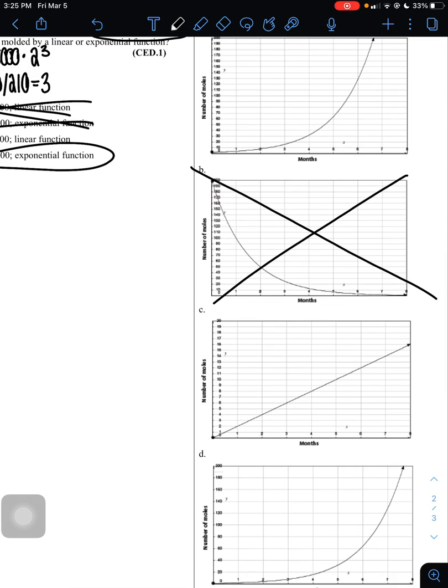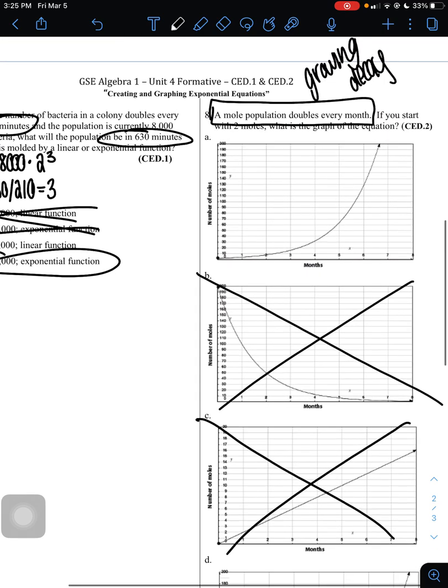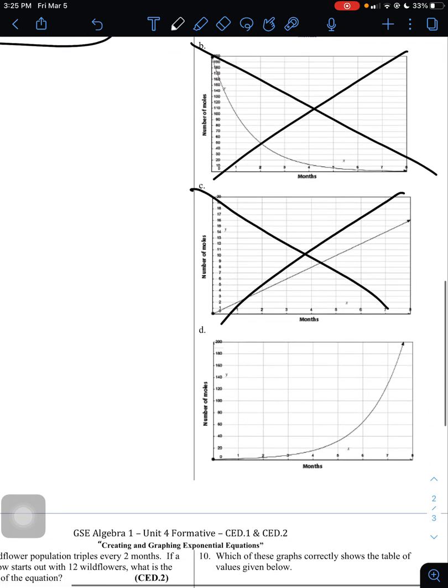And that graph is what graph, you guys? Which one of these is a linear graph? Answer choice... hopefully you guys said C. So for that reason, I'm going to X that one out. So now I have it in between A and D.